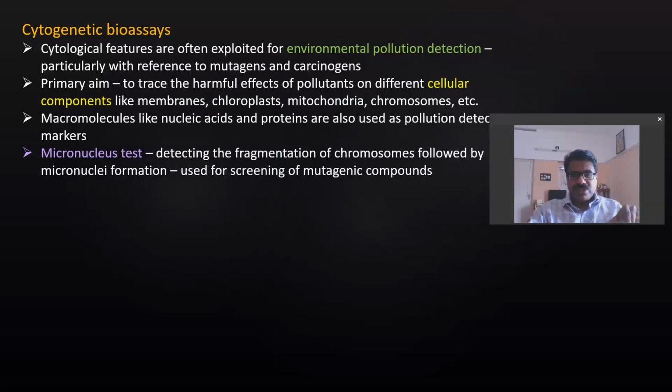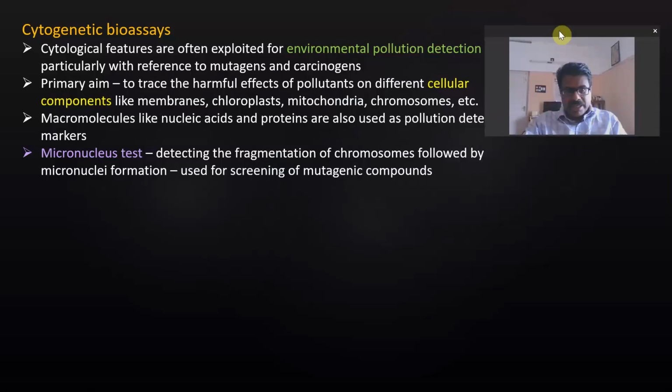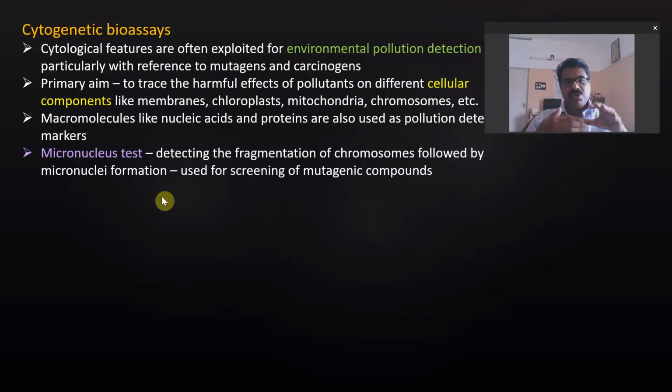There is one test called the micronucleus test. Here, micronuclei are found after the fragmentation of chromosomes. The cytoplasm will cover the fragment and a small micronucleus will form. These micronuclei can be used for screening of mutagenic compounds.